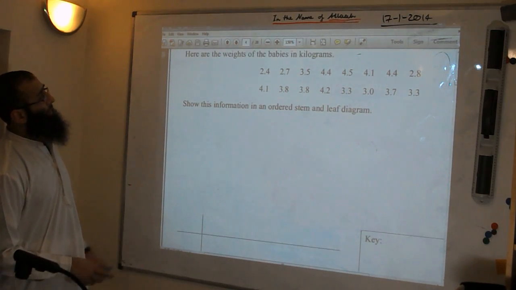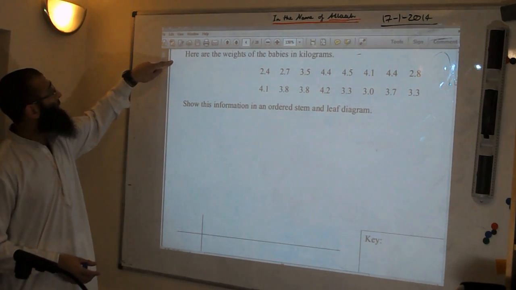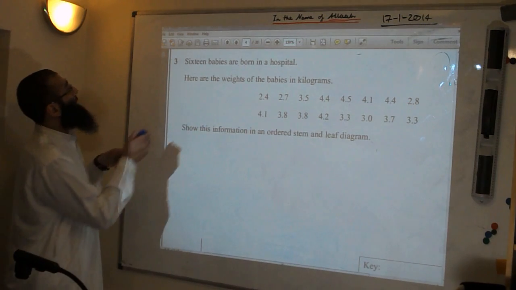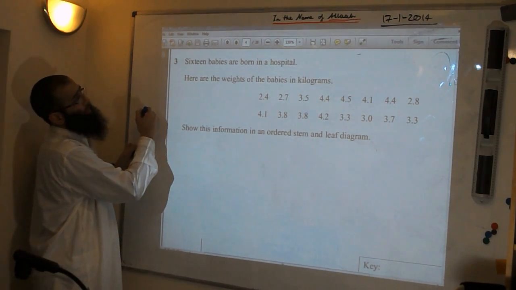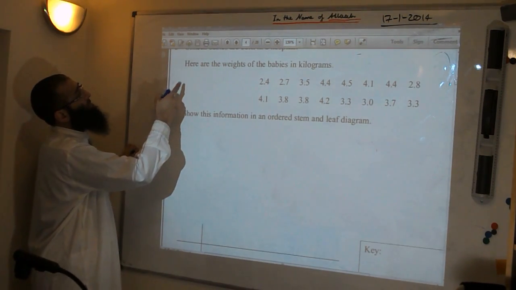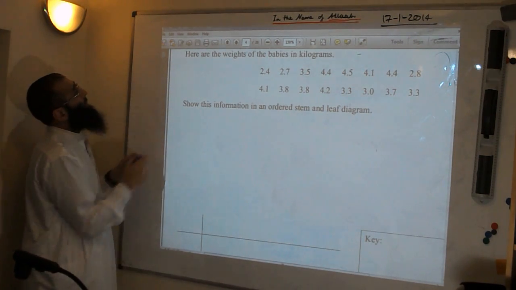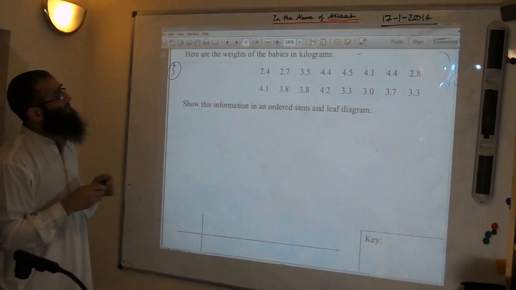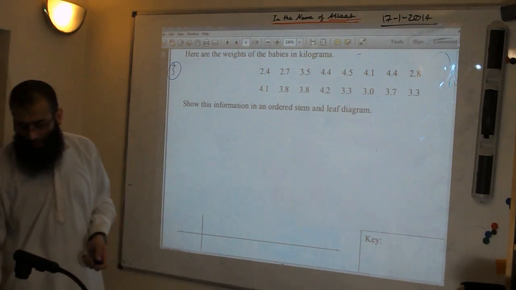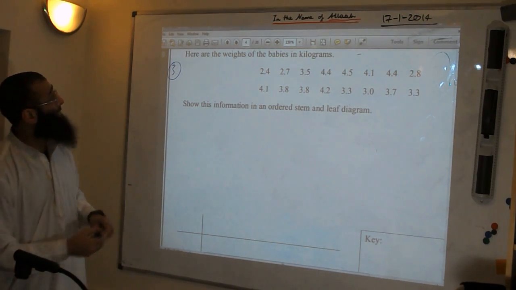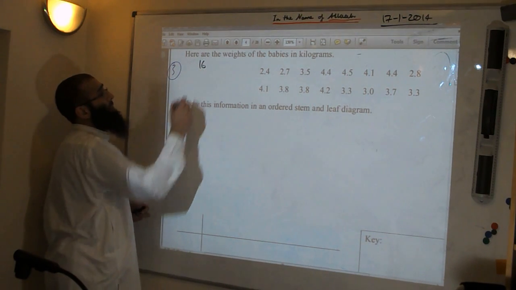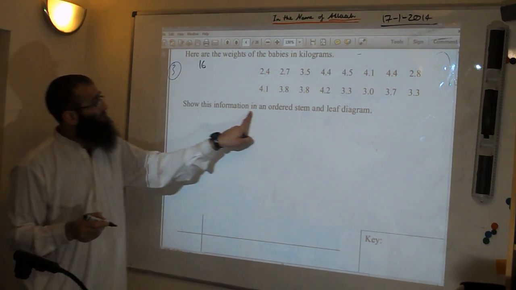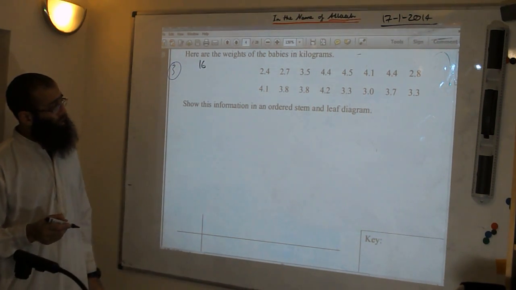Okay, right, here we go. That's fine. What question is this? Question 3. Stop there. Question number 3. Here are the weights of the babies in kilograms. How many babies do we have in the question, Mia? 16. So we have 16 babies. Show this information in an ordered stem and leaf diagram.